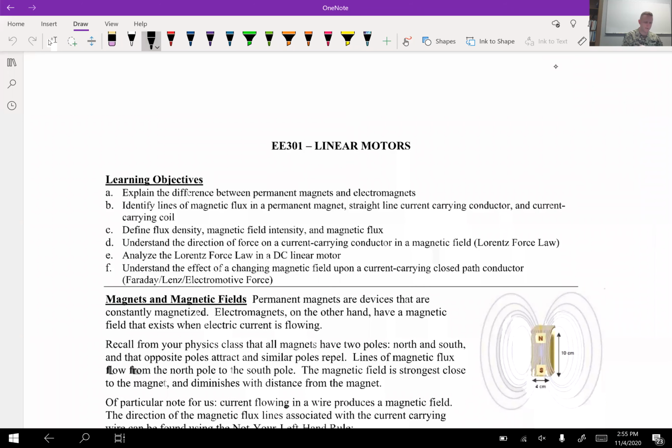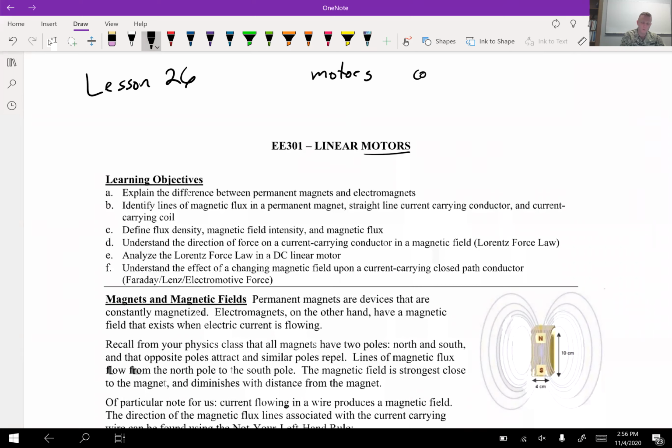Lesson 26, linear motors. In this last third of the class after exam 2, there are a lot of applications of electrical engineering. With this, we're moving into motors. If I think motor, what does it do? Whenever I think of my car motor, I'm converting combustion into mechanical energy.